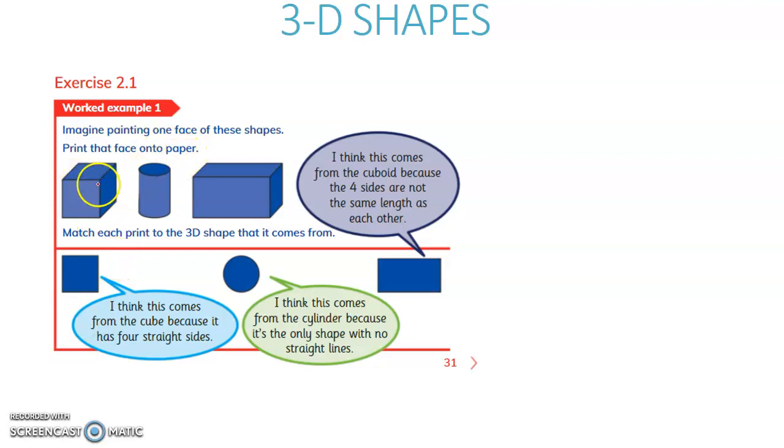Here again we are matching. We have to match these 3D shapes to the 2D shapes given here. So a cuboid, a square comes, right? I think this comes from the cube because it has 4 straight edges. I think this comes from the cylinder because it's the only shape with no straight lines. So this is a part of the cylinder and this is a part of a cuboid because not all sides are of the same length. I think this comes from the cuboid because the 4 sides are not the same length as each other.